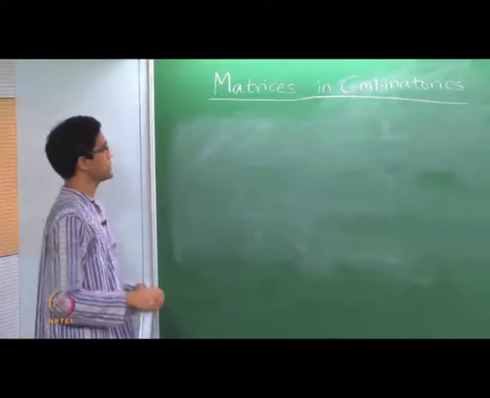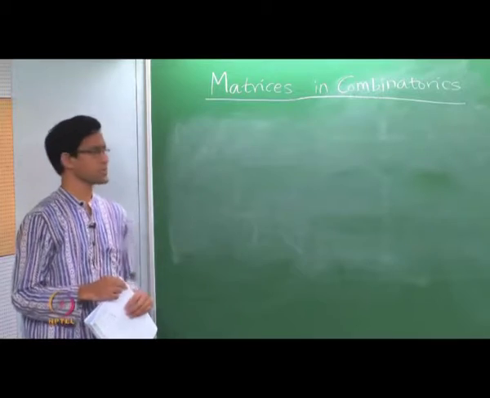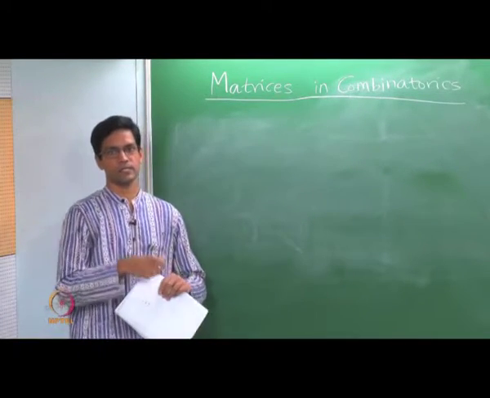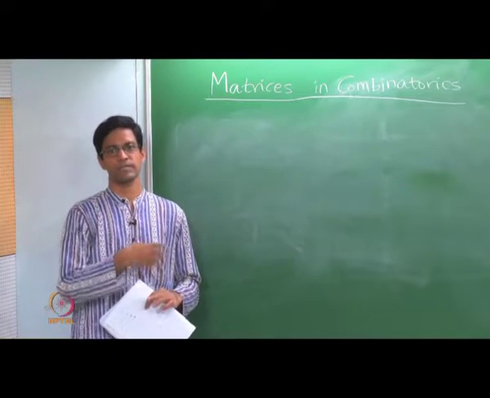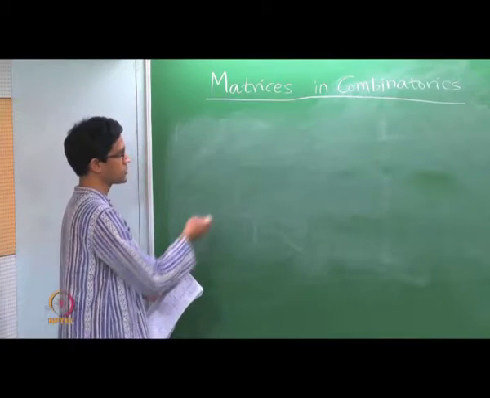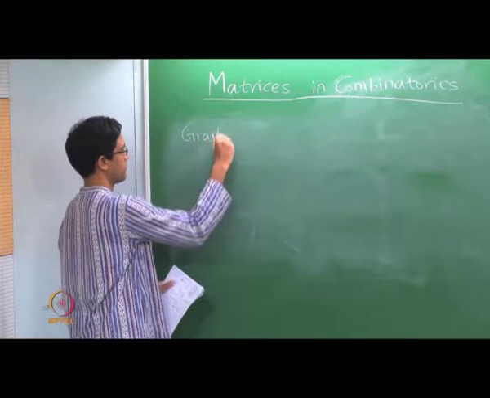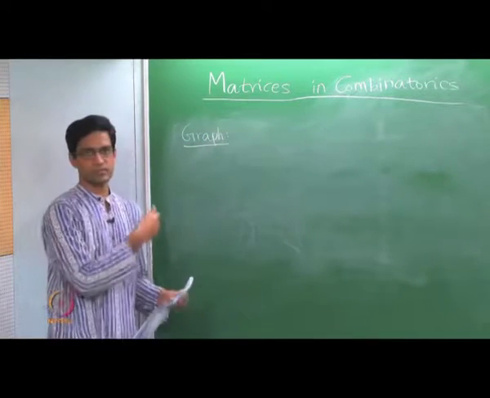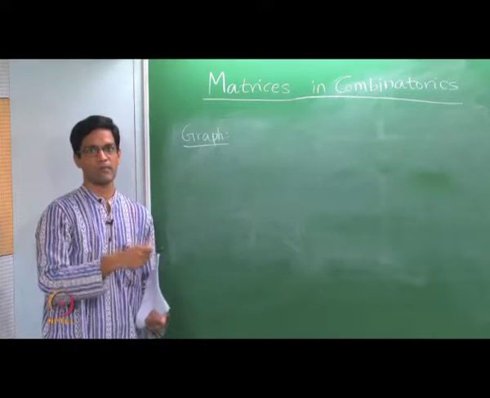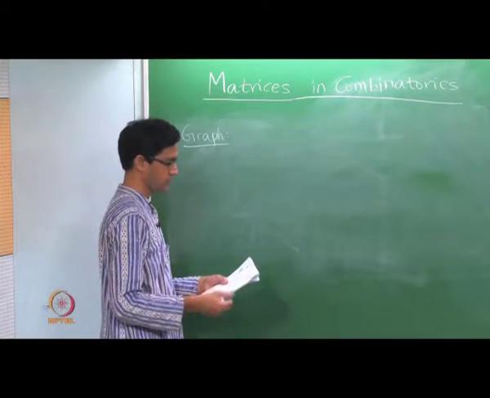Okay, so this time we will talk about matrices as applied to combinatorics. So recall, combinatorics is really a study of counting or sort of discrete structures and so on. So what we want to do now is to talk about one such discrete structure, which is the notion of a graph. So this use of the word graph is different from the usual use of the word graph in the context of functions. This graph refers to the following pieces of information.